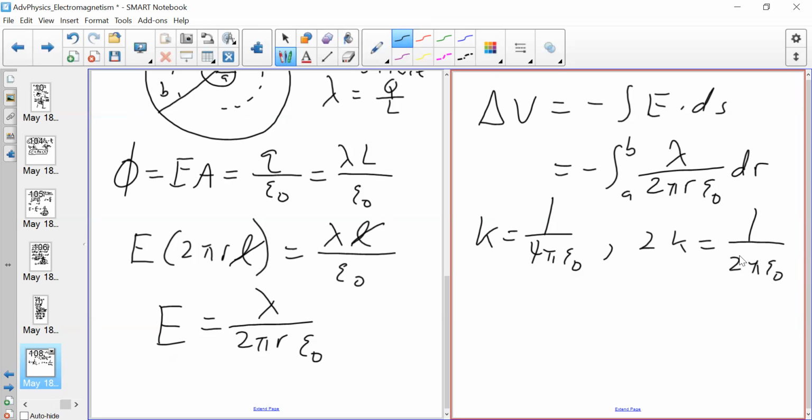And so now my integral becomes negative 2K lambda from A to B dr over R. And Jeremy will recognize this as a natural log. So anytime you have an integrand expression of dr, or d some variable, over the variable, that's a natural log as a result.